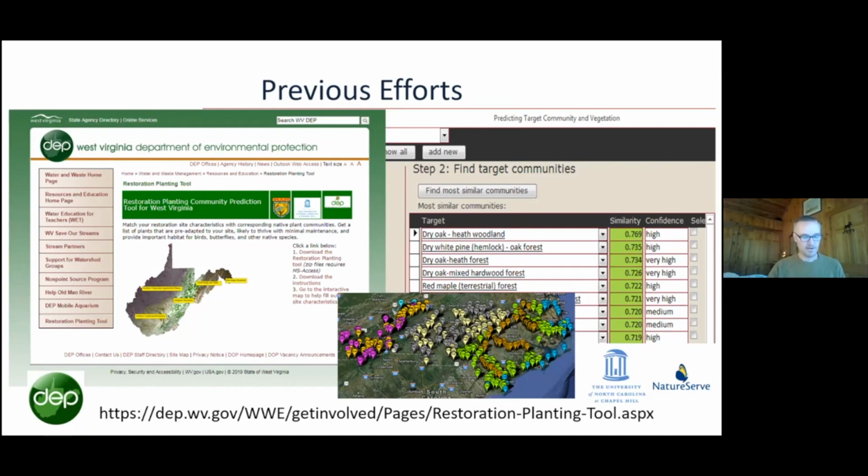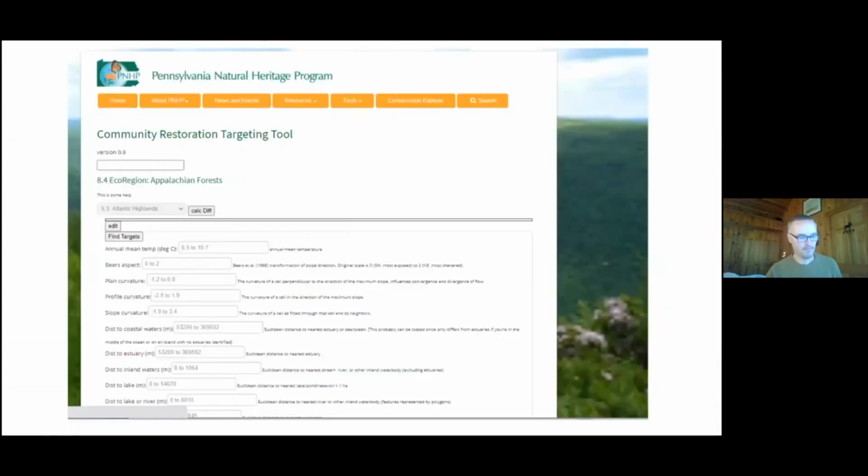Both of these compare the ecological variables at a site with a group of plots in the database classified to a specific community, and then produces a species list. We partnered with these efforts to develop a similar tool for Pennsylvania with the understanding that it could be updated as we get new plot data and that it was available online.